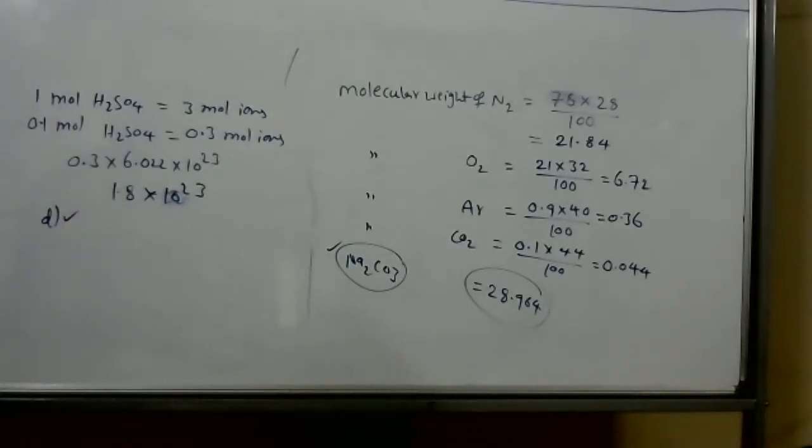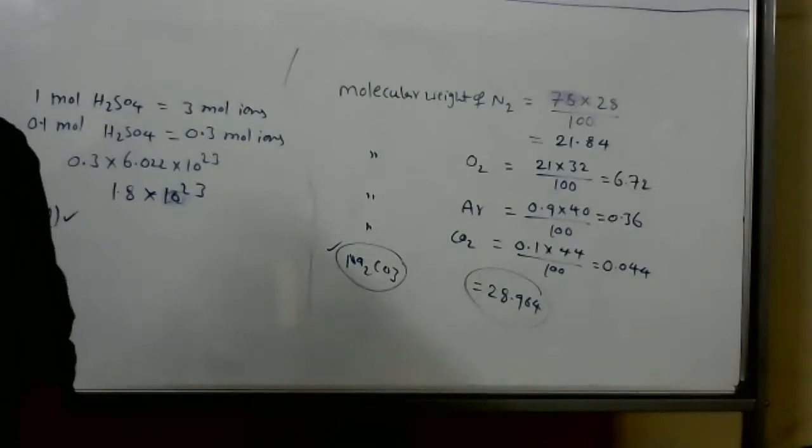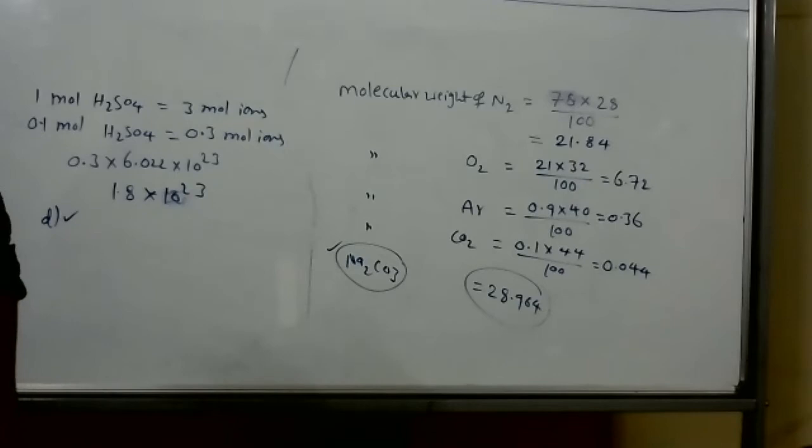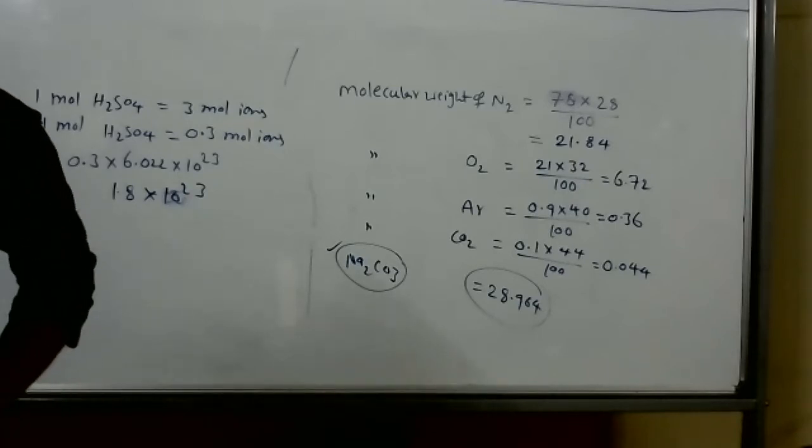Next, Bhargav. Read question number 34. One atom of an element X weighs 6.643 into 10 to the power minus 23 grams. The number of moles of atoms in 20 kg is. Here the mass of one atom is given, so we need the number of moles of atoms in 20 kg.